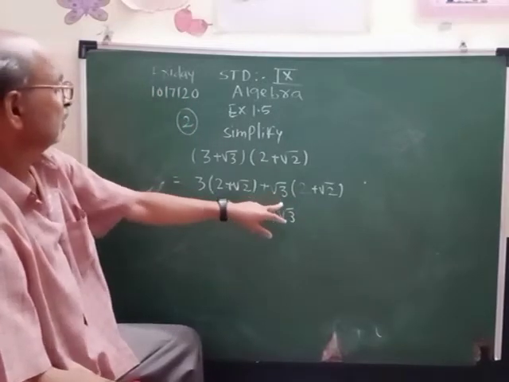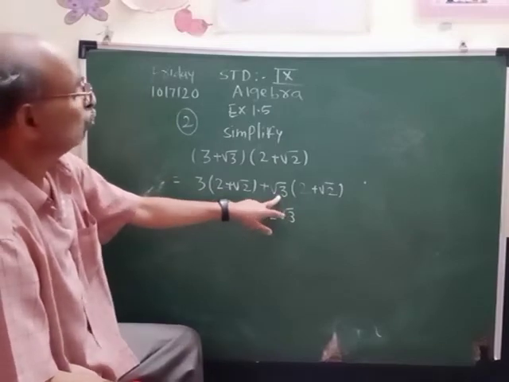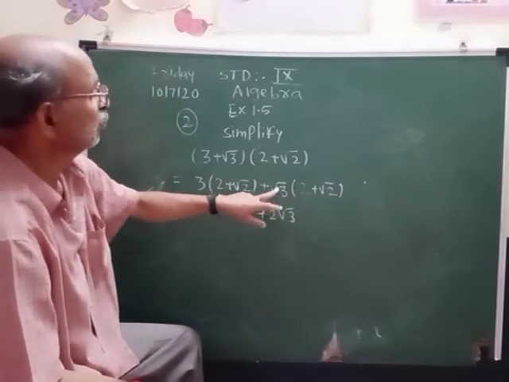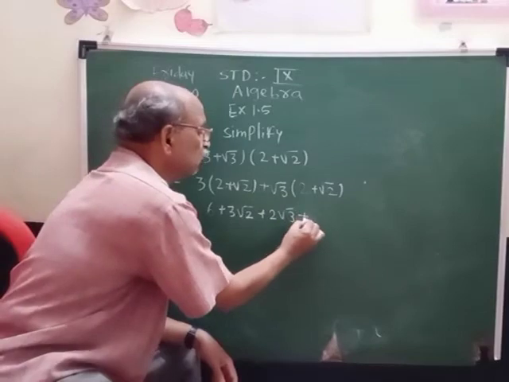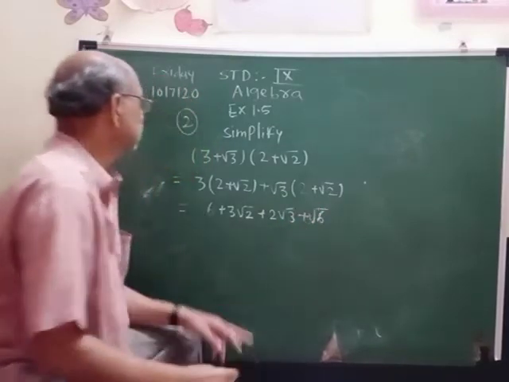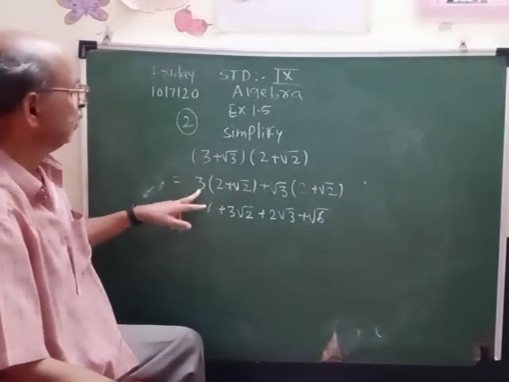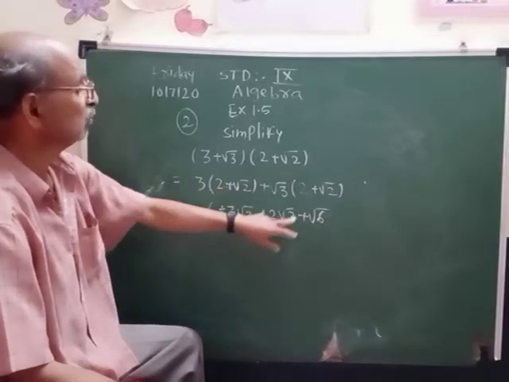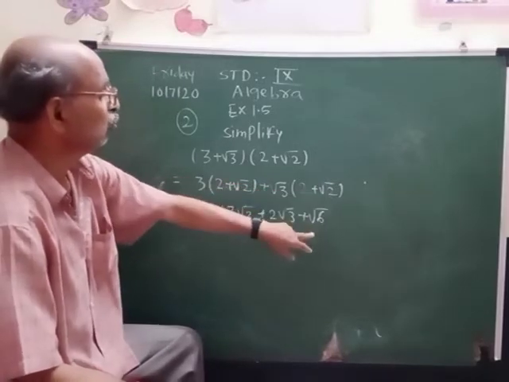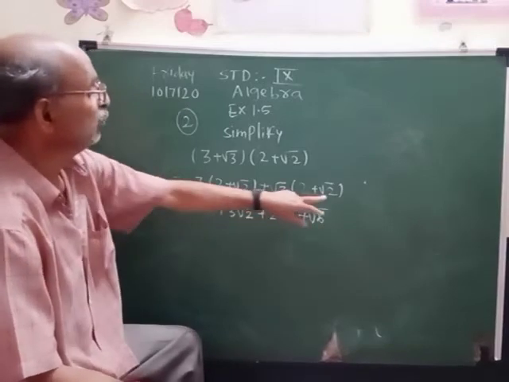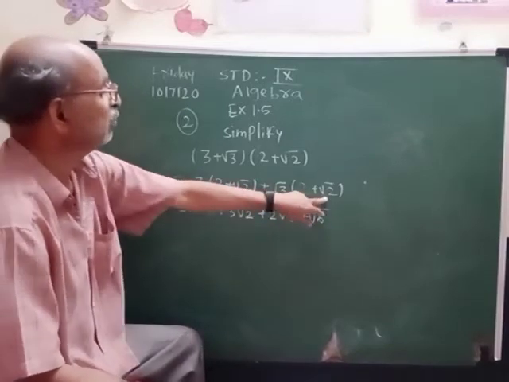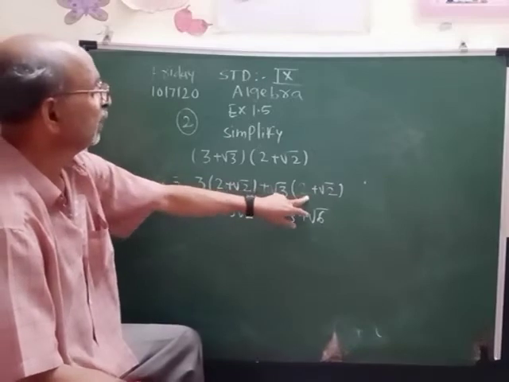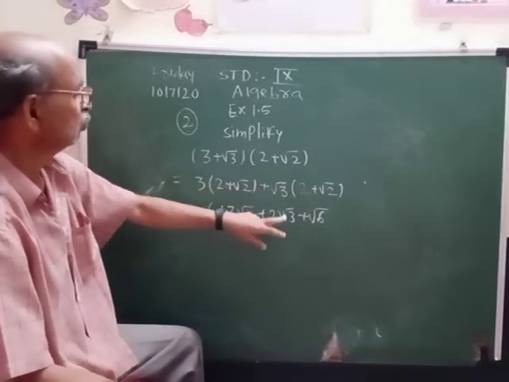And last, root 3 and root 2, they are irrational, so we can multiply. 3 into 2, that is 6. 3 into root 2, that is 3 root 2. Root 3 into 2, that is 2 root 3. And root 3 into root 2, that is root 6. Here we can multiply because both have roots. Here, one has a root, one doesn't have a root. So we have written 2 root 3.